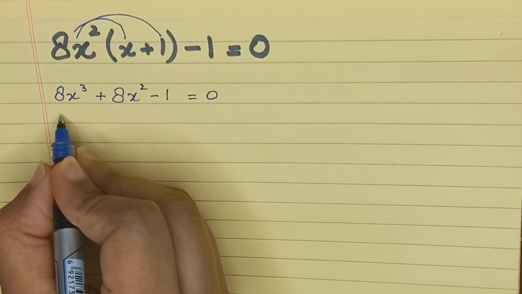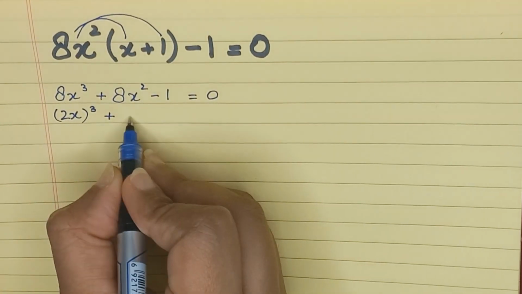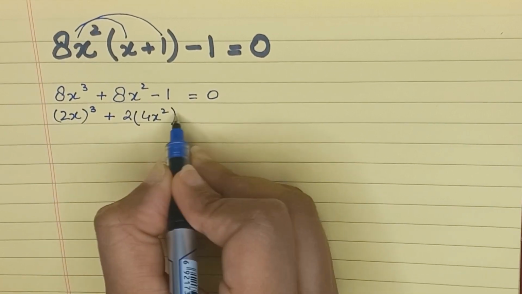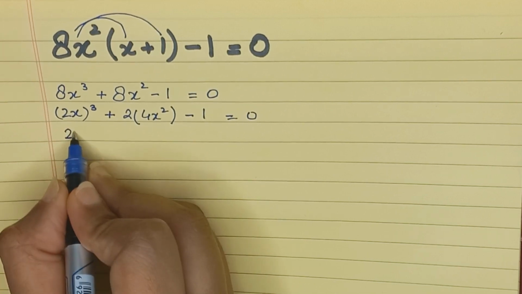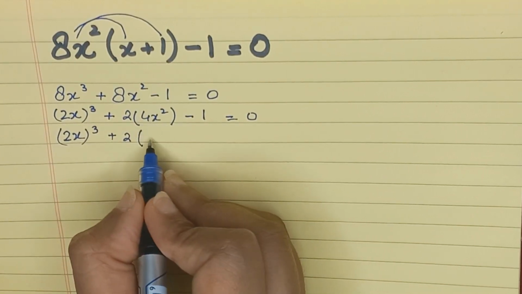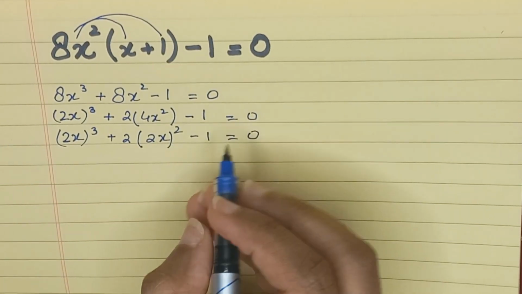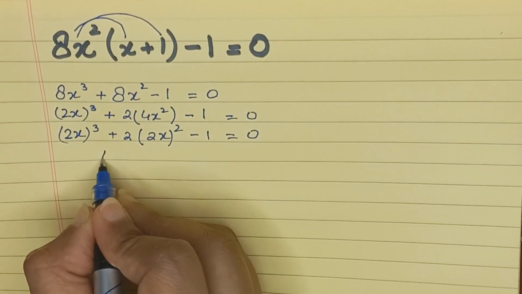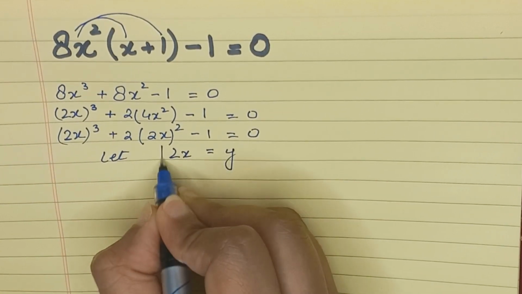We can write it as (2x) whole power cube plus 2 into 4x square minus 1 which is equal to 0. So (2x) cube plus 2, it can be written as (2x) whole square, minus 1 which is equal to 0. So from here 2x and 2x are same. So let 2x be equal to y.